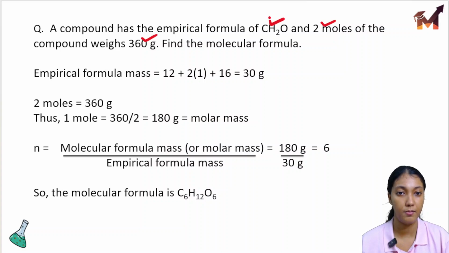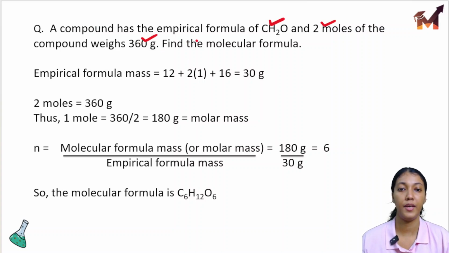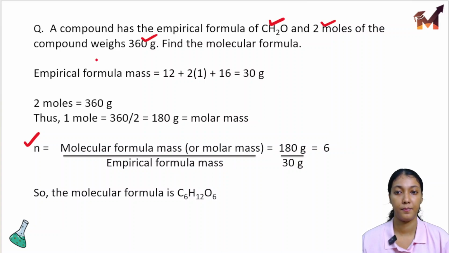ऑलरेडी दिया गया है क्वेश्चन में, which is CH2O. So we have 1 carbon, 2 hydrogens and 1 oxygen in the empirical formula. और क्या एक्स्ट्रा इंफॉर्मेशन है कि 2 moles of the compound weigh 360 grams. So we have to find the molecular formula. So we will again use the relation, which is this one: n equals molecular formula mass by empirical formula mass.